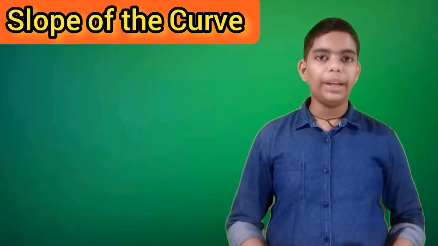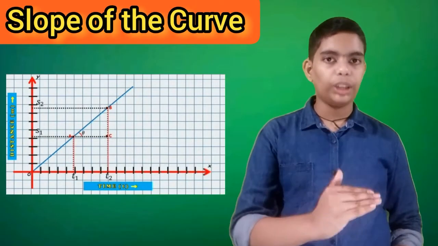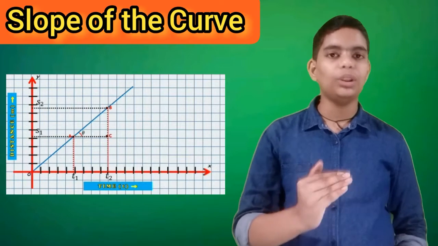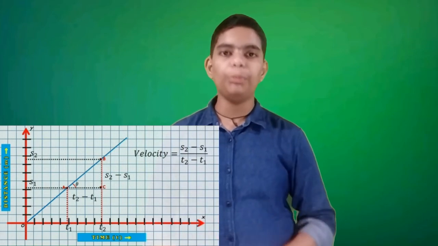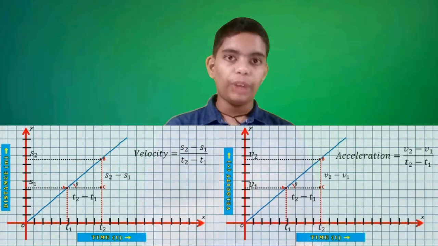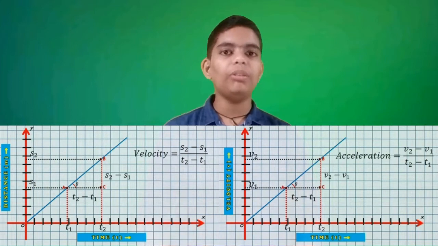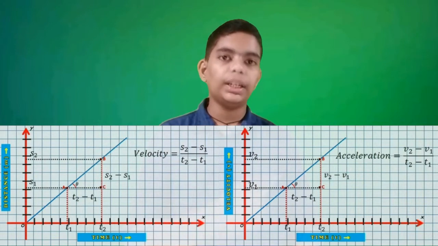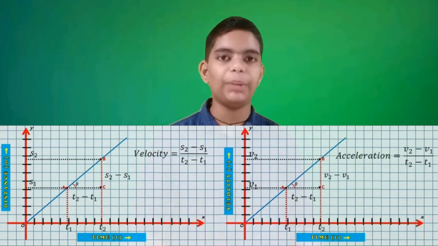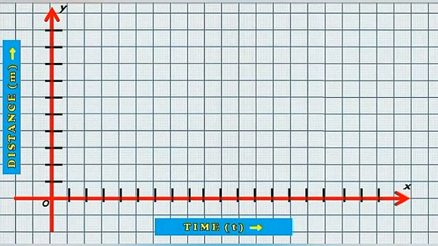The angle made by the curve with the horizontal axis is known as the slope of the curve. Friends, in the distance time graph, the slope of the curve indicates the velocity of the body. And in the velocity time graph, the slope of the curve indicates the acceleration of the body. The area under the curve in the velocity time graph indicates the displacement covered by the body. Let us understand the slopes of the curve of different graphs.